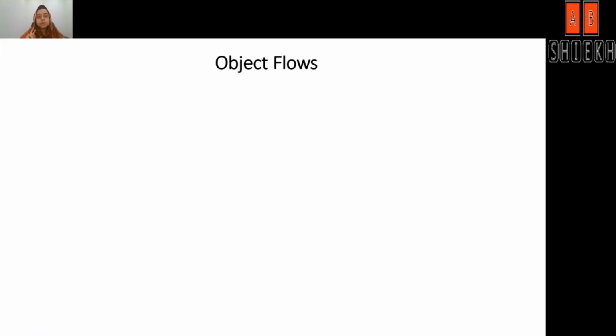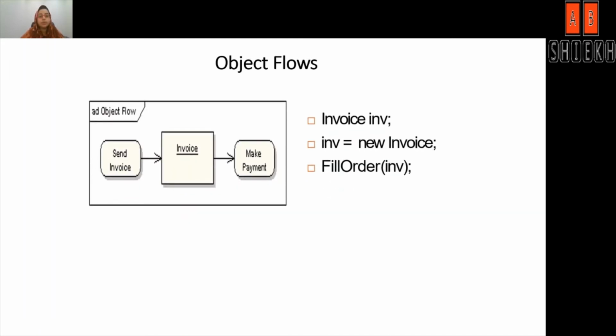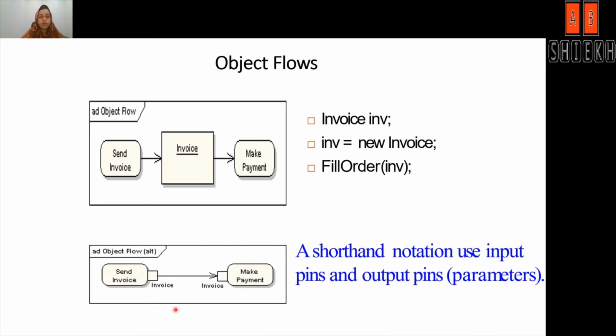There are 2 different ways to show object flows in the activity diagram. One is without pins and the second one is with pins. First, without pins. In the diagram, the invoice object is being flowed from send invoice to the make payment module. This particular notation uses a square rectangle to show the object. The second one is with pins. Both activities have a pin right here, and the directed arrow connecting the pins shows an invoice object is being flowed between them. You are free to use any one of these notations while constructing an activity diagram of your system.